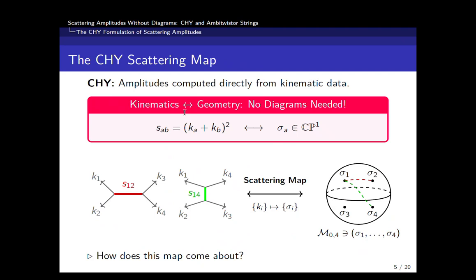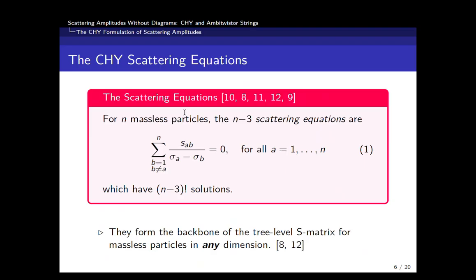We're going to connect them to punctures of a sphere. And we can think about these punctures as the locations of our external particles in our scattering experiment. And they're related by this so-called scattering map. And this map comes about at tree level for n massless particles through these so-called scattering equations, a set of polynomial equations, of which n-3 are linearly independent, and they have (n-3)! solutions, where n is the number of external particles.